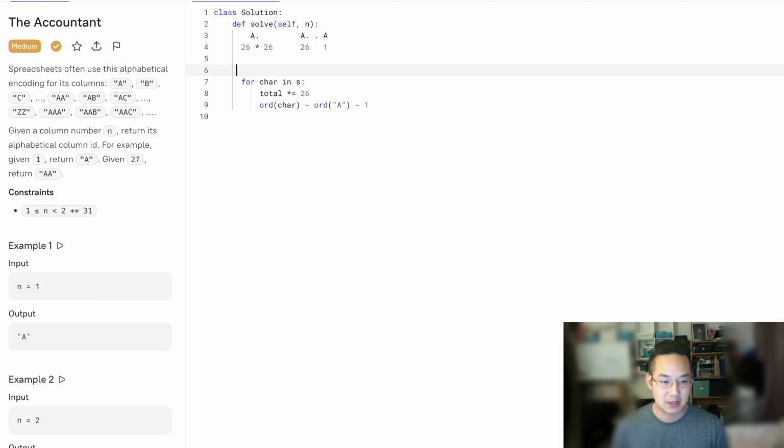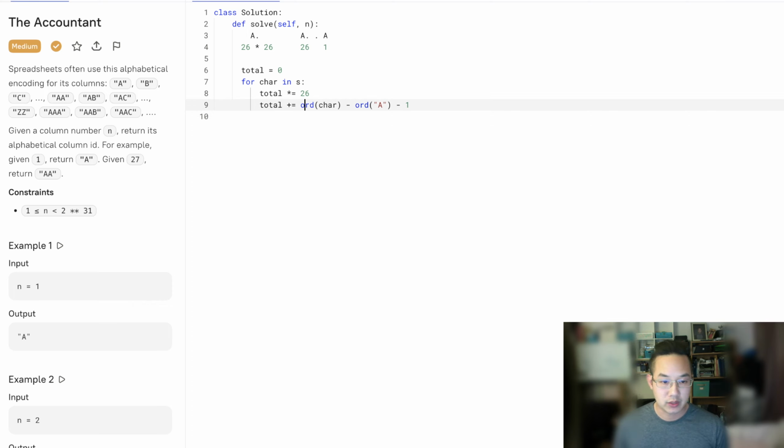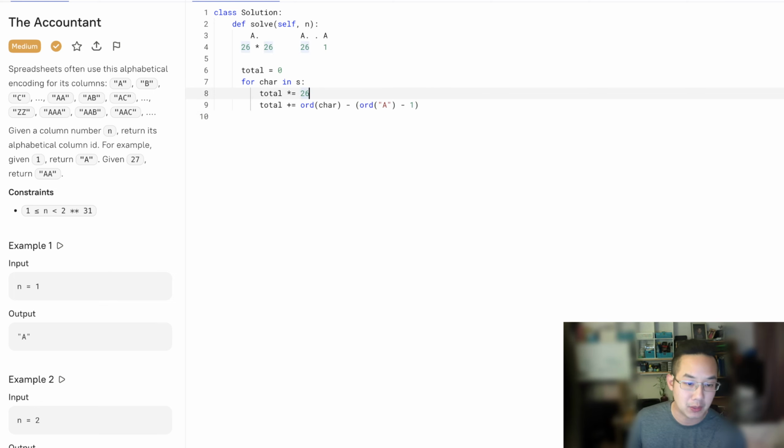So basically what happens is the total is equal to 0. The first item is 1, so we add 1 to the total, right? So the ord of A is 65. This is 65, this is 64. 65 minus 64, and you would get 1.